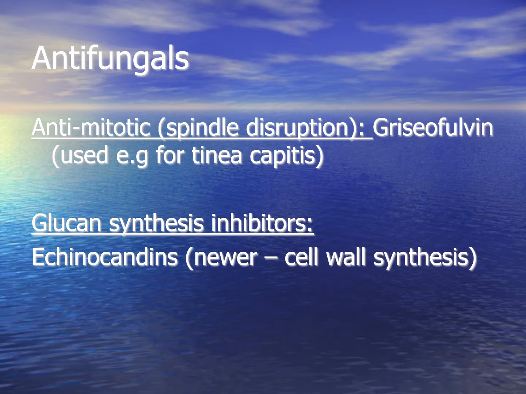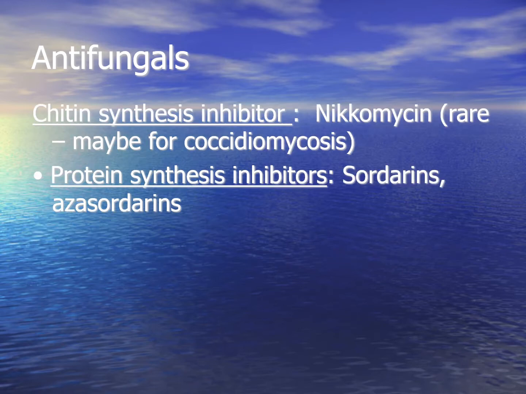The echinocandins are newer. They interfere with cell wall synthesis. I think we'll probably be hearing more of them as time goes on, but they're not particularly commonly used at this point. A chitin synthesis inhibitor, Neomycin, is pretty rare. They are looking at it maybe for valley fever, which is a valley out in Arizona that gets an outbreak of coccidiomycosis every year, but it is not commonly used. And the sordarins or the azosordarins are also not particularly common, but this slide is just there to make the point that there are other families and that we may be seeing other things coming down the pike.